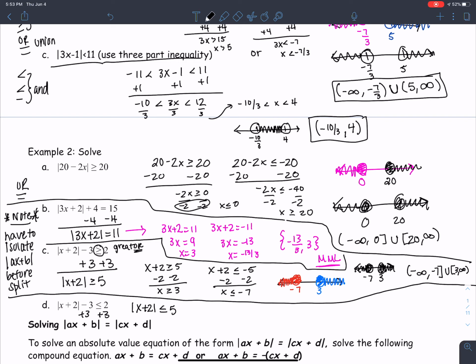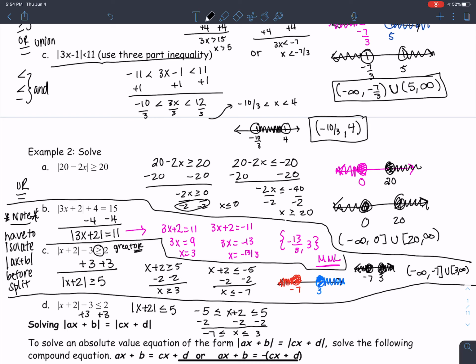Okay? Now, this is less than. So that means I'm going to change to a 3-part inequality. So before I can even change to a 3-part inequality, I have to isolate. Okay? So then I get negative 5 less than or equal to x plus 2 less than or equal to 5. Now I can subtract 2 from everybody. I get negative 7 less than or equal to x less than or equal to 3.